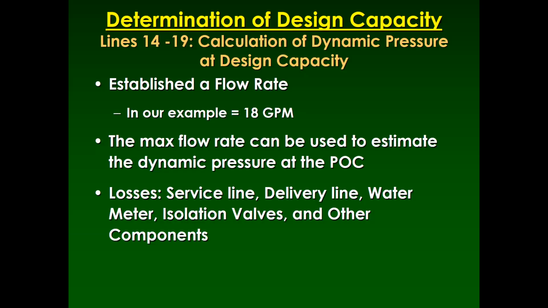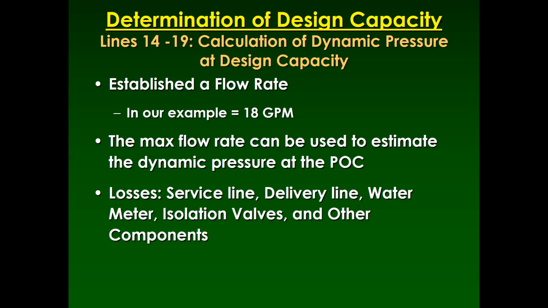So lines 14 through 19 now are our dynamic pressure loss calculations. We have to establish our flow rate. In our example, we have 18 gallons per minute because that is our max. Now we need to use that to design our system to our point of connection.